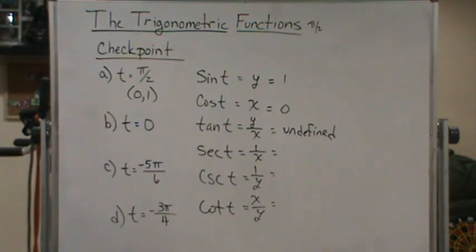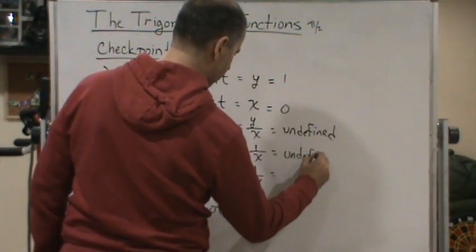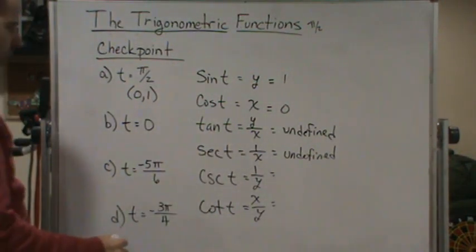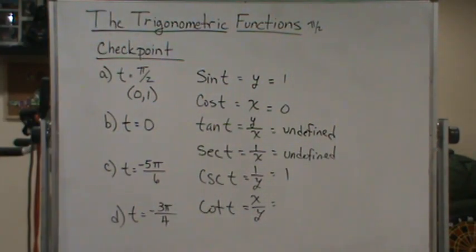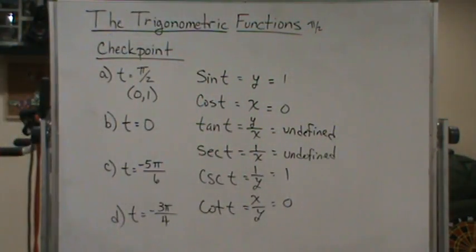And then secant is 1 over x, well, x is 0, so it's going to be undefined. And then 1 over y is 1, so cosecant is just going to be 1. And then x over y is going to be 0 over 1, which is just 0. And those are the 6 values.